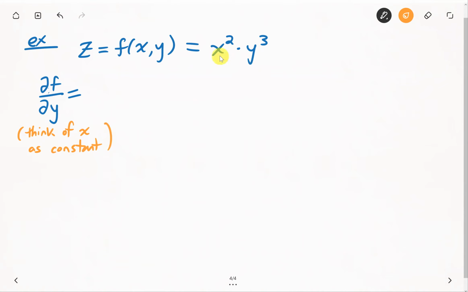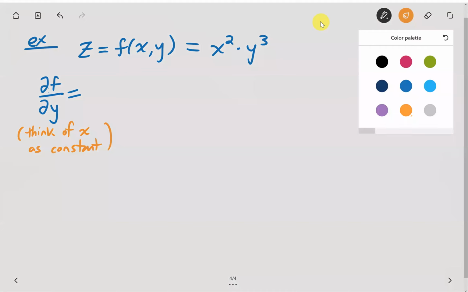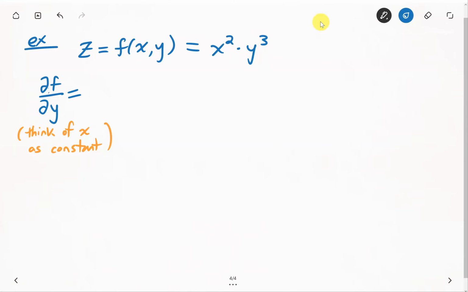And so over here, in fact, I don't just have x, I have x squared. But if x is a constant, x squared is a constant. So think of this as some constant times y cubed. The derivative of a constant times y cubed is 3 times that constant times y squared. But here the constant is x squared. So the answer, the derivative of x squared y cubed with respect to y, is 3x squared y squared.